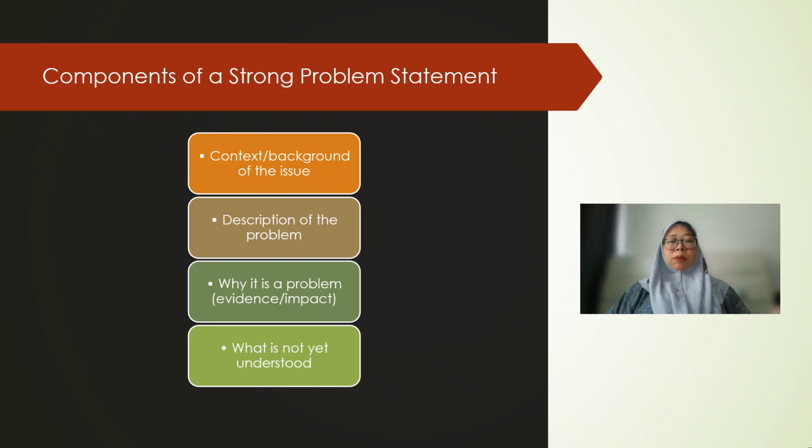A good problem statement is not vague or general. It must be focused on one clear issue. It should be supported with evidence, statistics, reports, and previous research findings. Most importantly, it highlights a gap, meaning something important is missing, under-explored, or not yet understood. Clarity and relevance are the key. The reader should quickly understand the importance of your research.